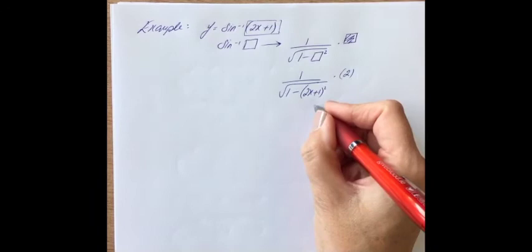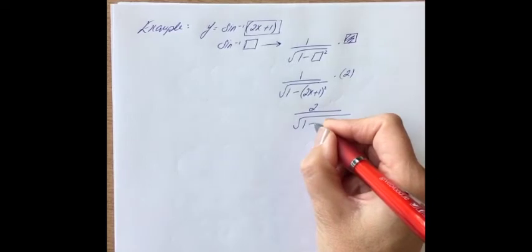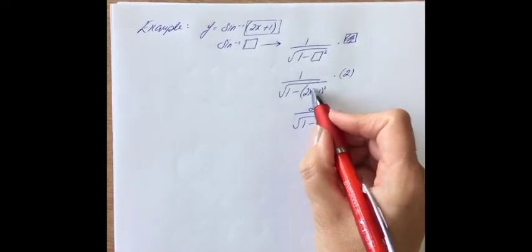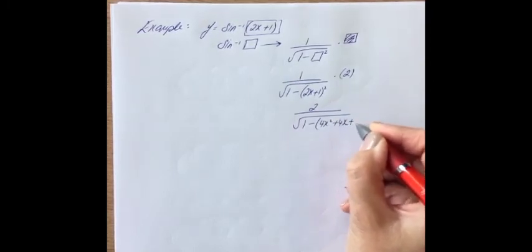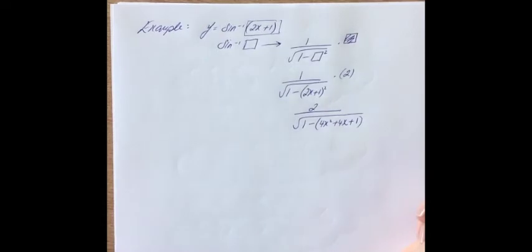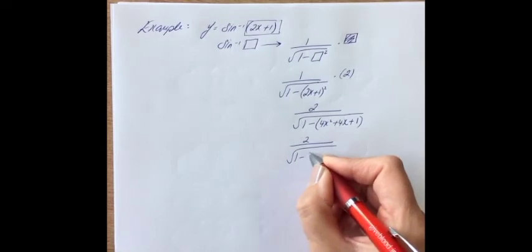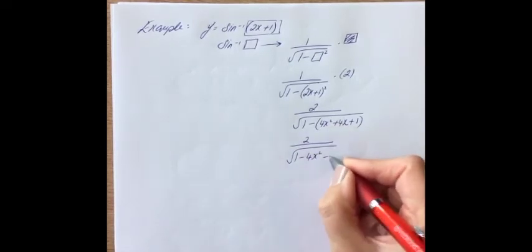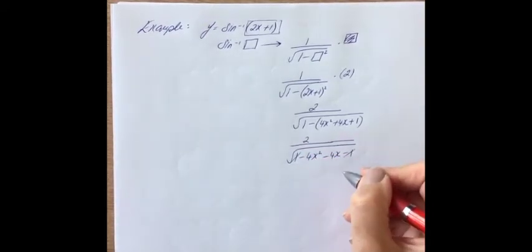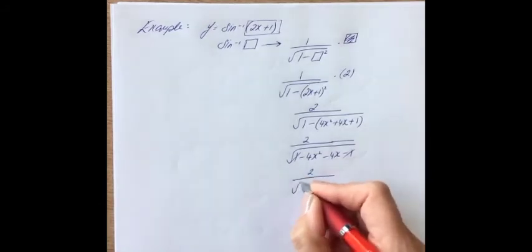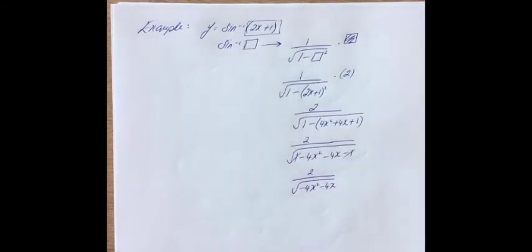So tidying this up, I get 2 on the top, and then the square root of 1 minus, and then of course squaring out 2x plus 1, you're going to get 4x squared plus 4x plus 1. Okay, and that of course is 1, let's take these away then, minus 4x squared minus 4x minus 1, bring that all the way along, they cancel out, so my final answer is 2 over the square root of minus 4x squared minus 4x.